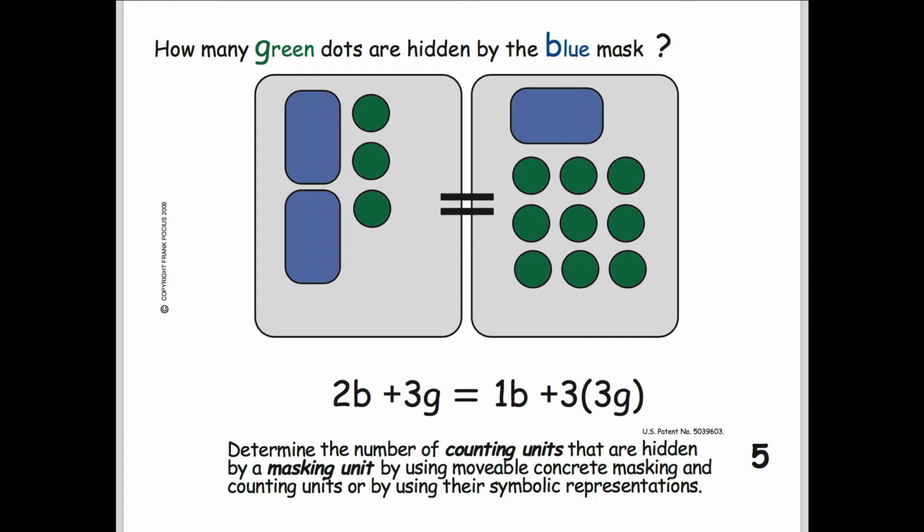Determine the number of counting units that are hidden by each masking unit by using movable concrete masking and counting units, or by using their symbolic representations. The blue mask is represented by the letter B. The green counting unit is represented by the letter G.